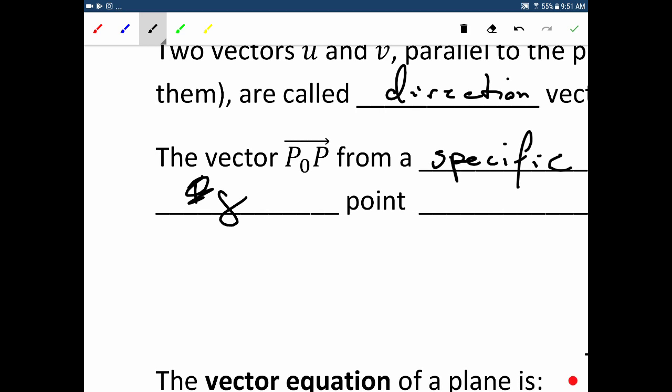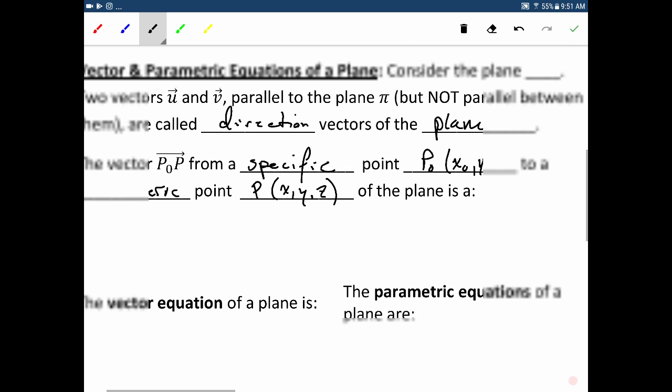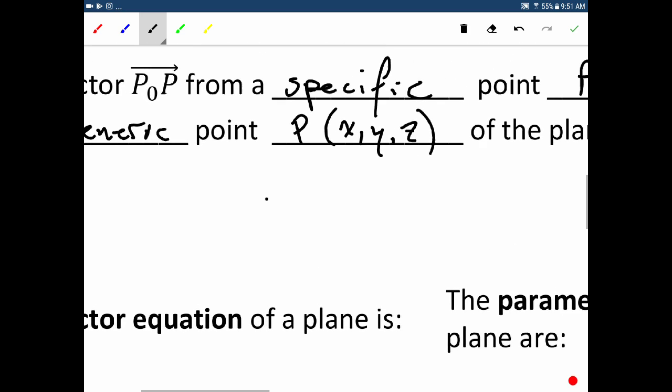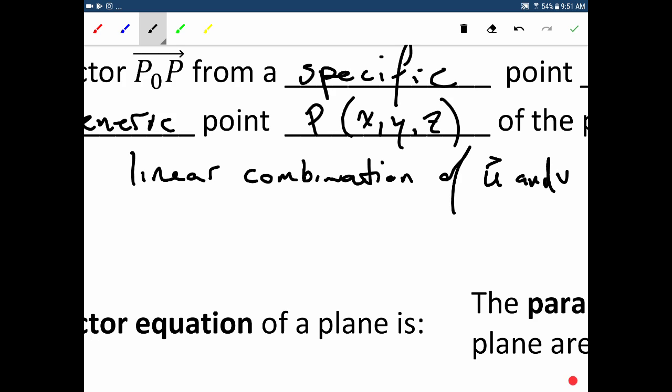Generic point P, which we'll just call X, Y, Z. This is a linear combination of u and v, of these direction vectors. In other words, I create a vector using those other 2 vectors.